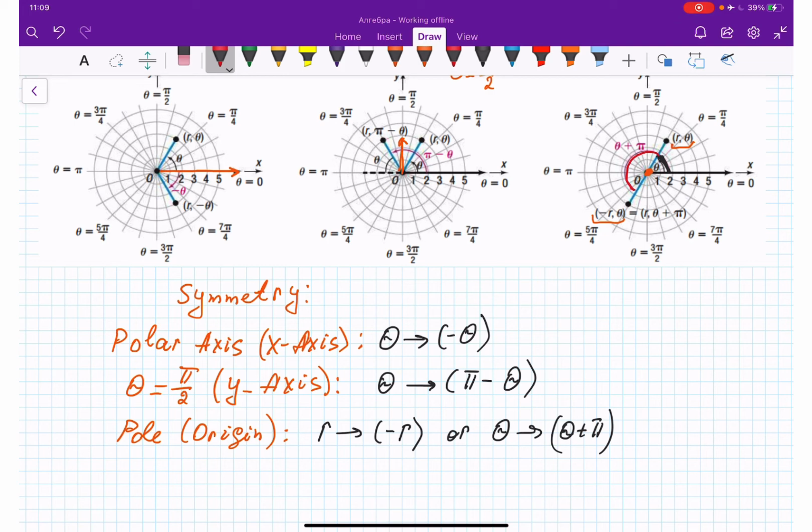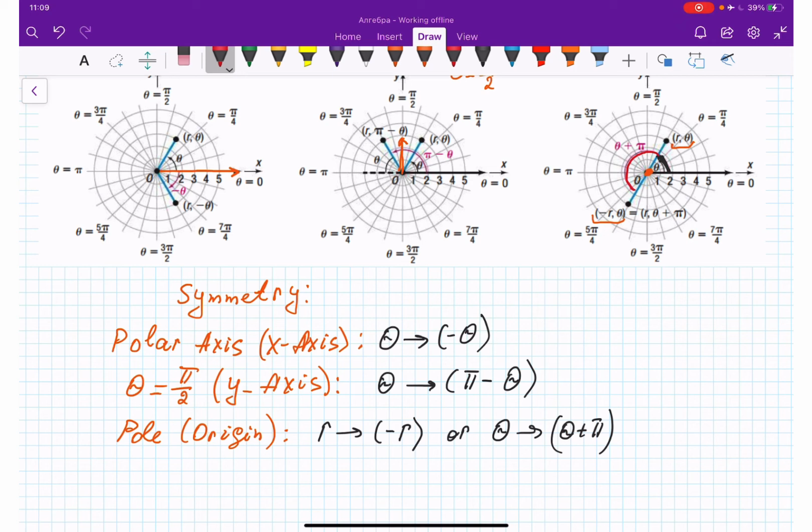So these three tests for symmetry are sufficient conditions to conclude that a graph is symmetric, but they are not necessary conditions. Some equations may fail a test and still have a graph that is symmetric with respect to the polar axis, with respect to theta equals pi over 2, or with respect to the origin, which is the pole.